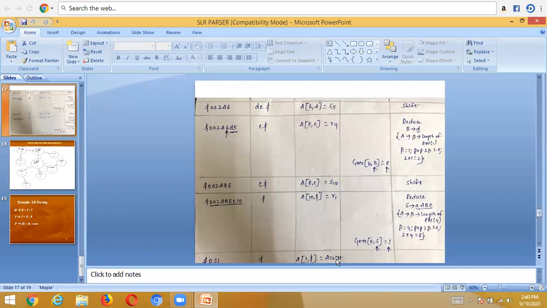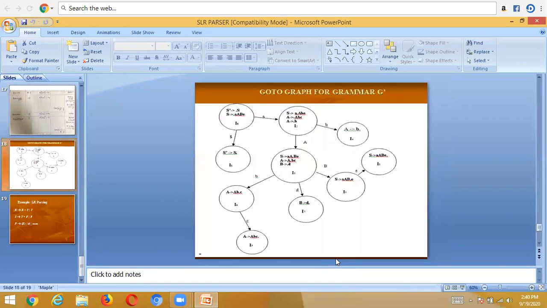Is it clear now? Now see, this is nothing but the go-to graph for G dash. What it means is, if you take all the production rules from the I naught, or if you don't use the production rules, just if you use the I naught, whatever it may be, the process is correct. The representation process is correct. Either we're taking only I naught, or representing along with the productions, the transition path, that means the graph representation is correct.